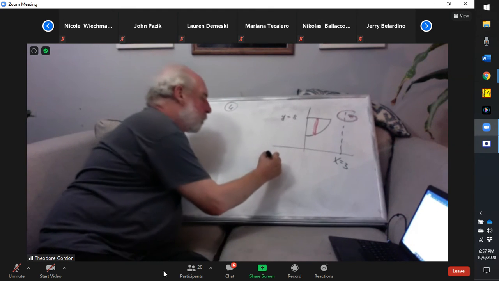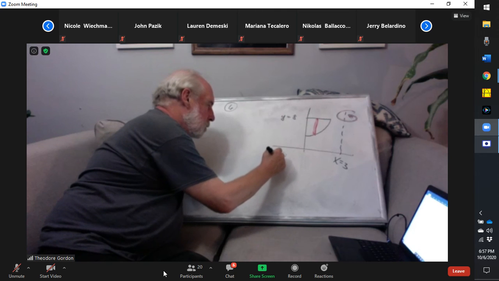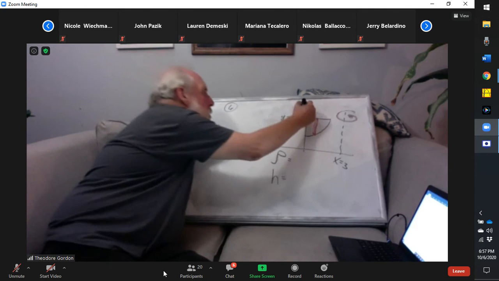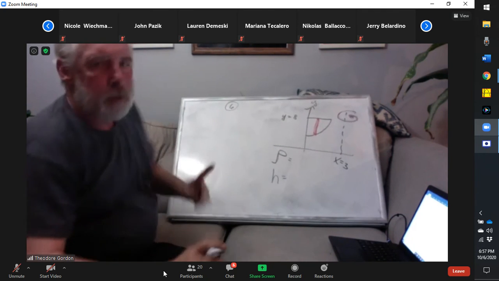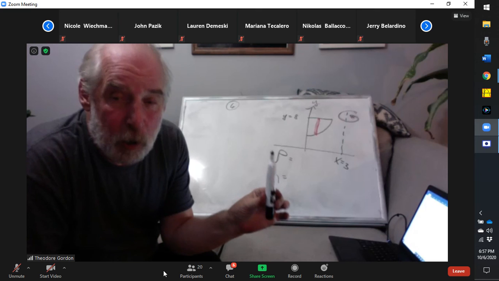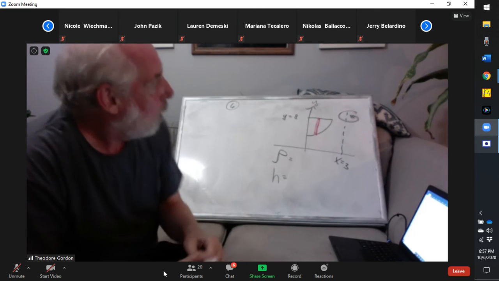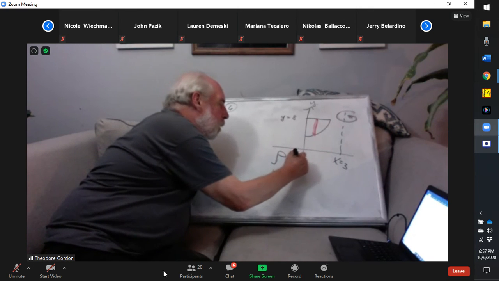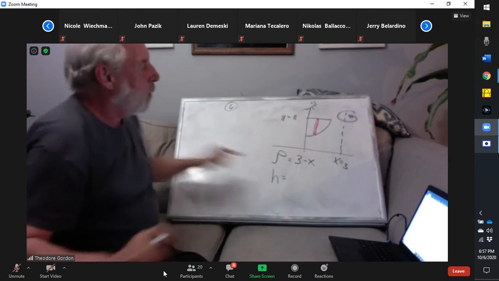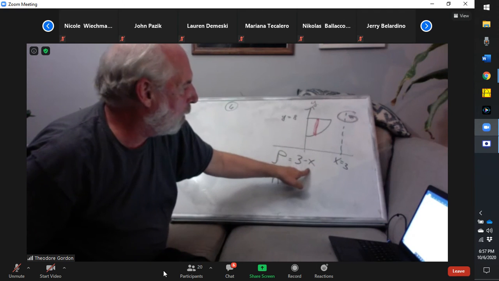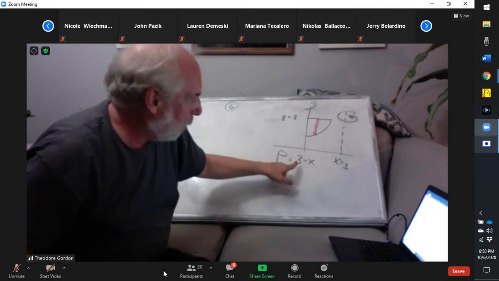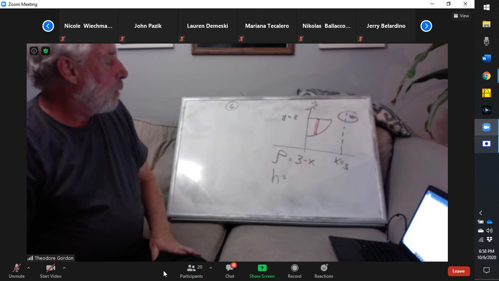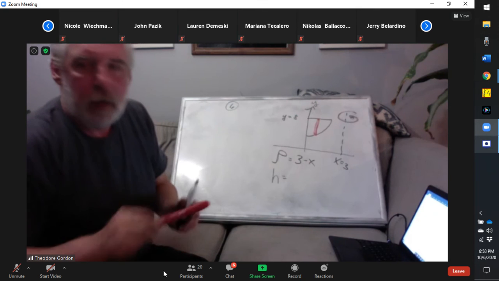We need 2 things. We need rho, and we need the height of the rectangle. If you spin the y-axis, rho is always x. If you spin not the y-axis, but another vertical line, rho will be 3 minus x. If this was a 7, it'd be 7 minus x. If this was a million, it'd be a million minus x. And the height of the rectangle is top minus bottom.